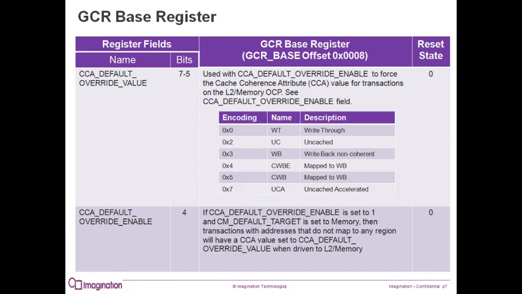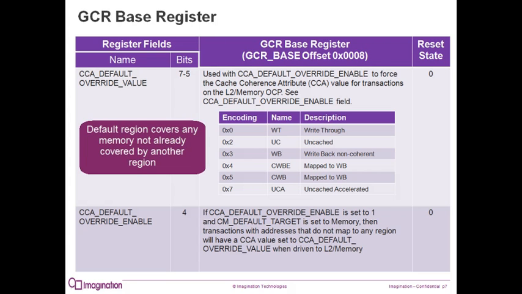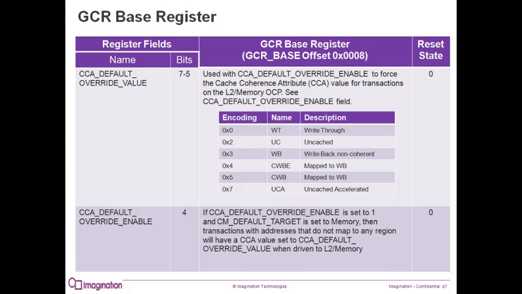As you will understand when I explain CM regions, you can configure each one with a starting address and size. The default target region covers any memory not already configured by a CM region. If you don't have any configurable regions, then this default region will cover all of memory.